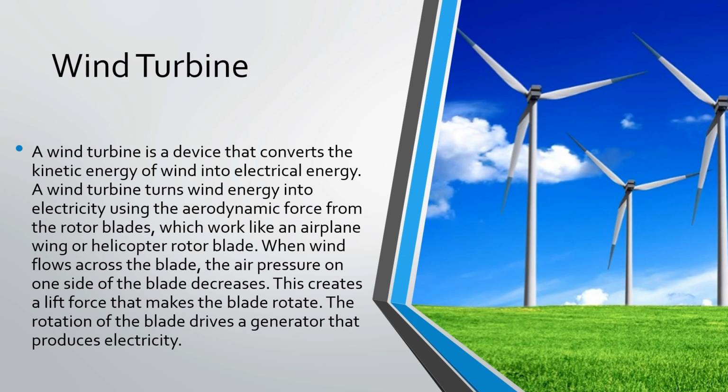A wind turbine is a device that converts the kinetic energy of wind into electrical energy. A wind turbine turns wind energy into electricity using the aerodynamic force from the rotor blades, which work like an airplane wing or helicopter rotor blade. When wind flows across the blade, the air pressure on one side of the blade decreases. This creates a lift force that makes the blade rotate. The rotation of the blade drives a generator that produces electricity.